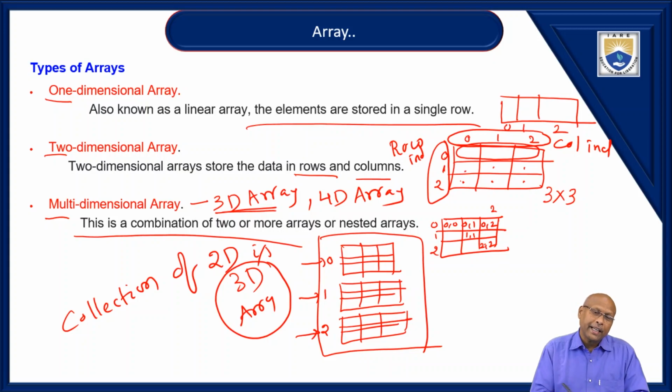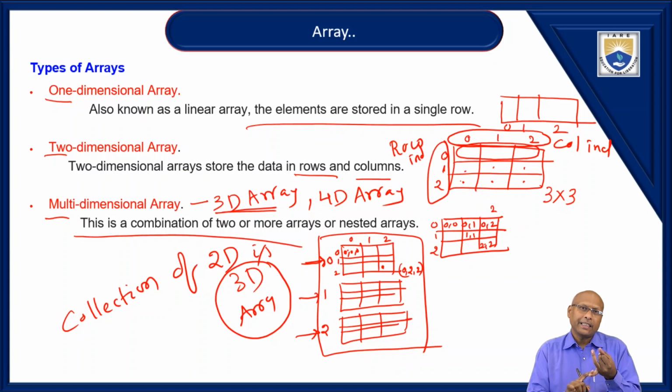Similarly, for a 3-dimensional array, there will be 3 indexes. This is referred by 0th 2 dimension, 0th row, 0th column. That means 0, 0, 0. Referred by 3 indexes. This element is referred by 0th 2 dimension, 2nd row, 2nd element. Every element of a 3-dimensional array is referred by 3 indexes: the 2-dimensional index, and the row index and column index. The 3 indexes you have to specify.